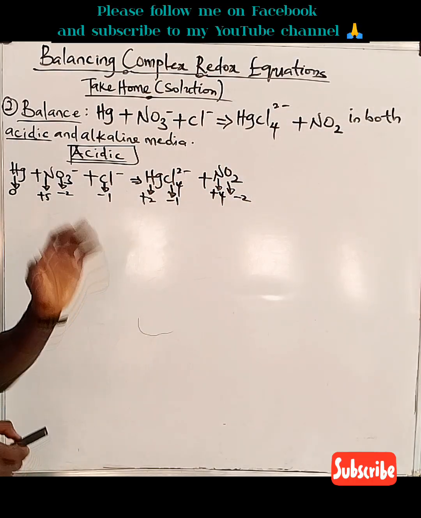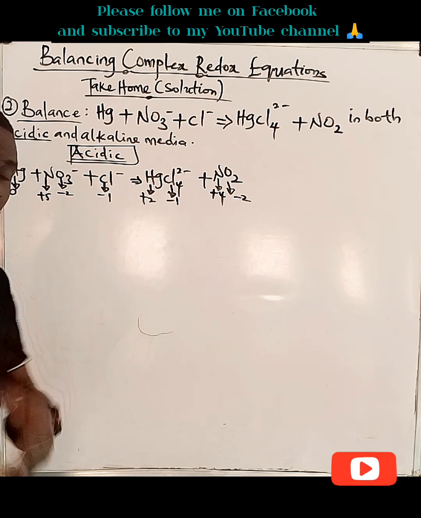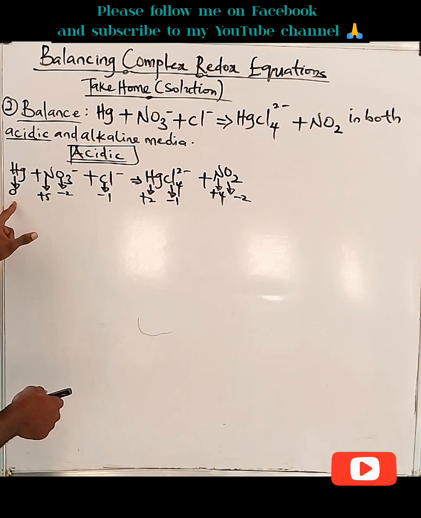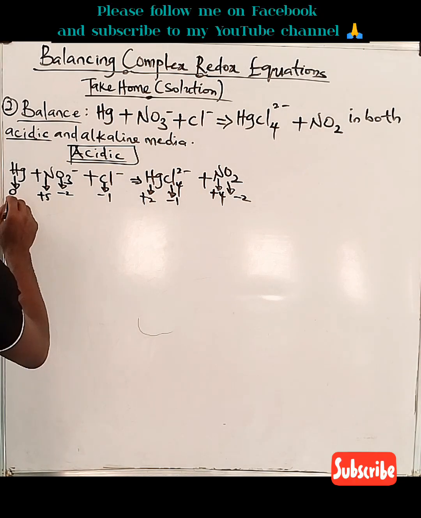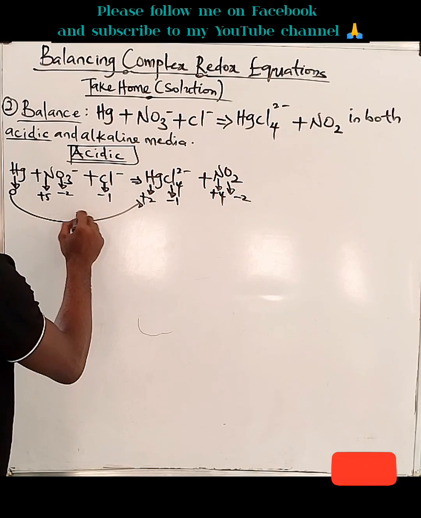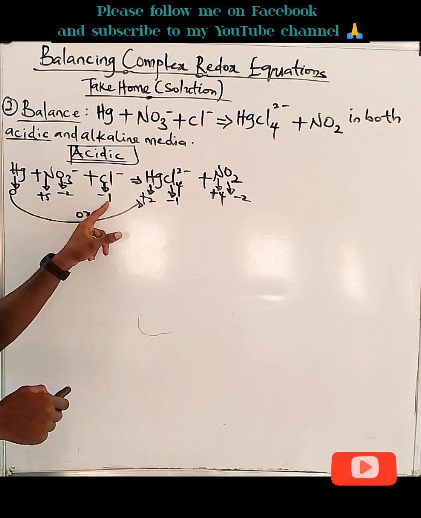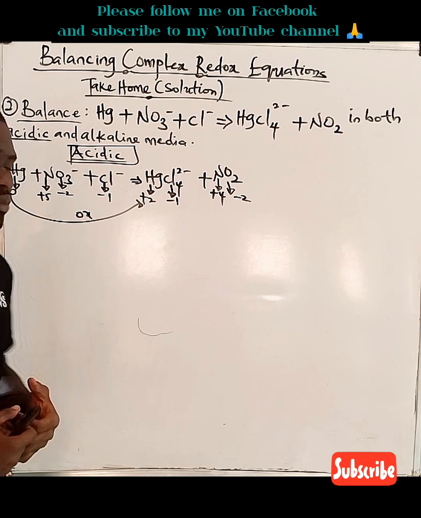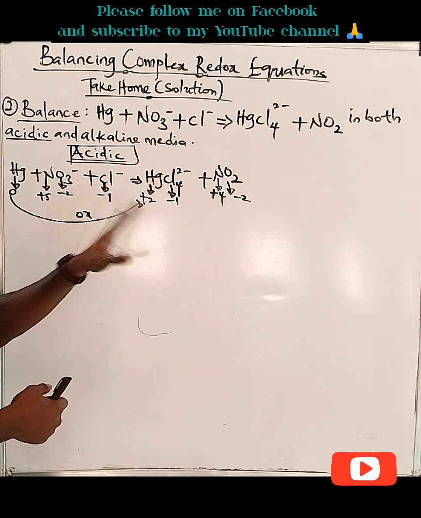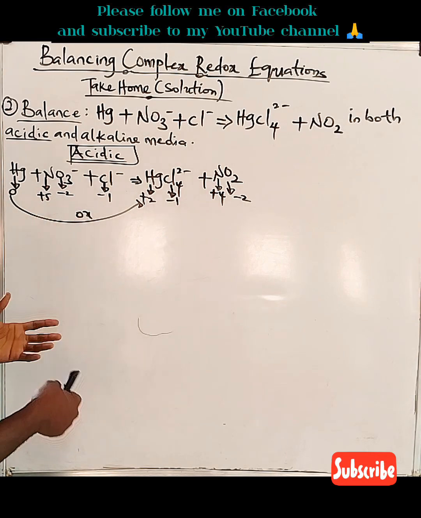The next thing we're going to do is look at the reduction and the oxidation. Mercury here is 0, and mercury here is plus 2, so this is oxidation. Don't forget, an increment in oxidation number is oxidation. Chlorine here is minus 1, and minus 1 here. Chlorine is not the biggest player in this equation, so we're going to leave that out. Same thing with oxygen: minus 2, minus 2, they are not really the biggest players.